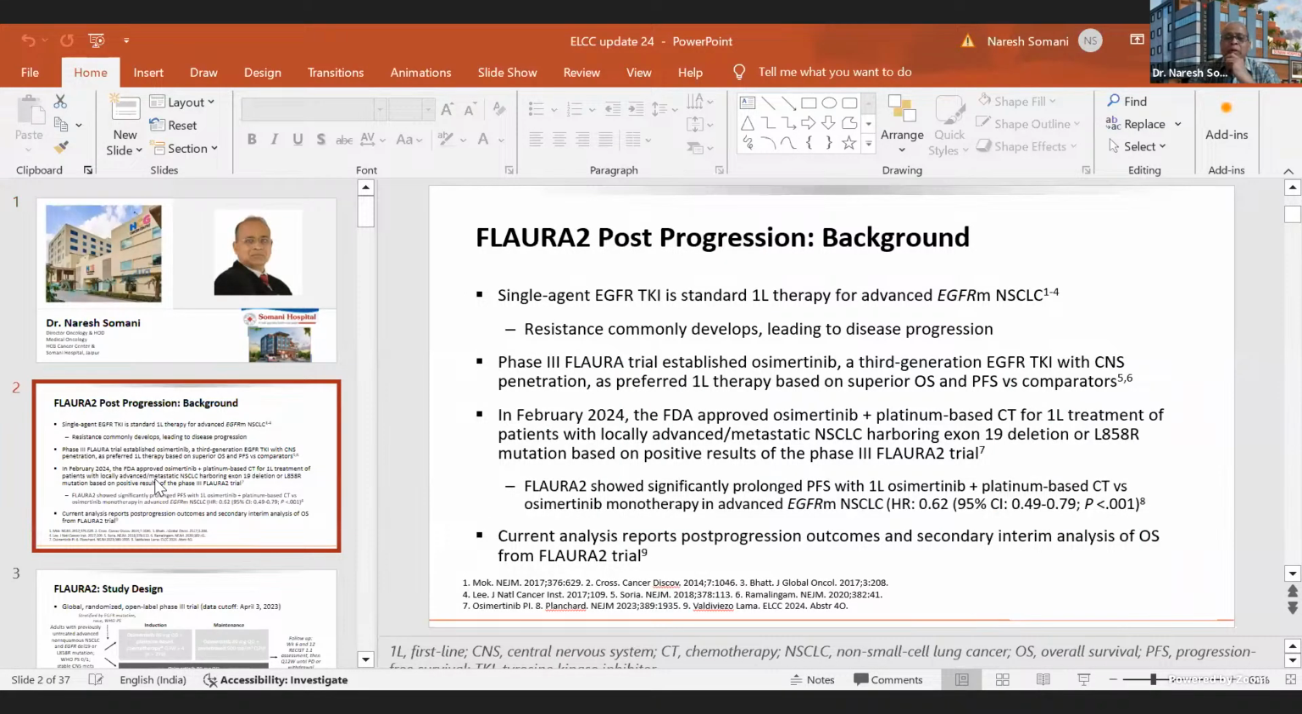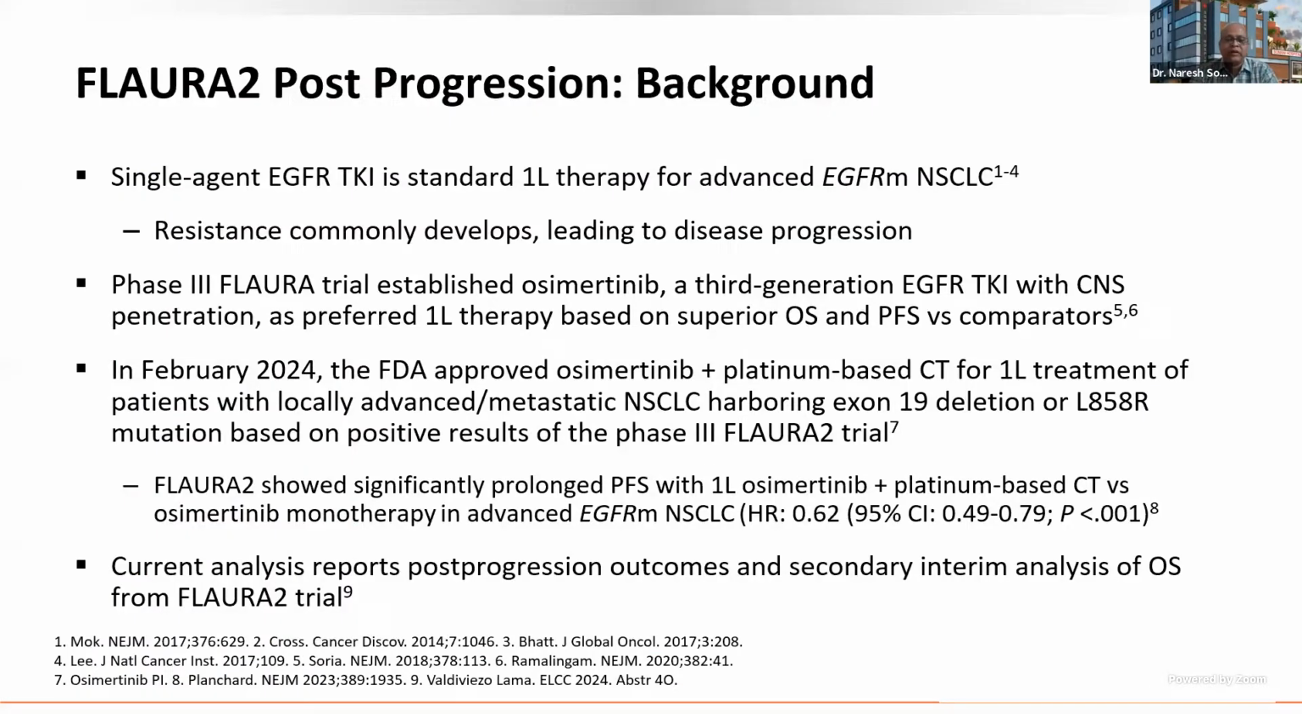Sir, sorry for interrupting you. Make it full screen, please. Oh, I need to make it full screen. That's perfect. Is it okay now, sir? Yes.